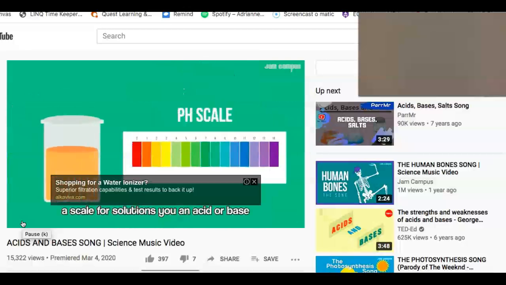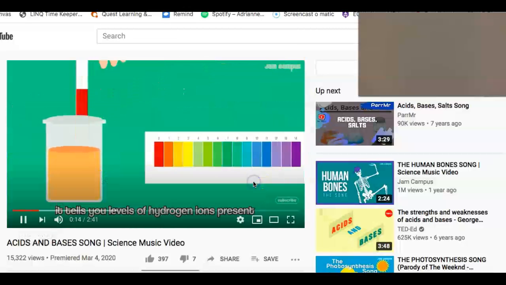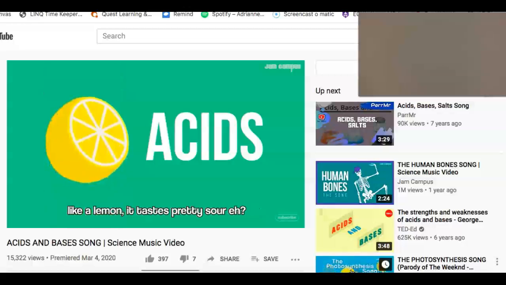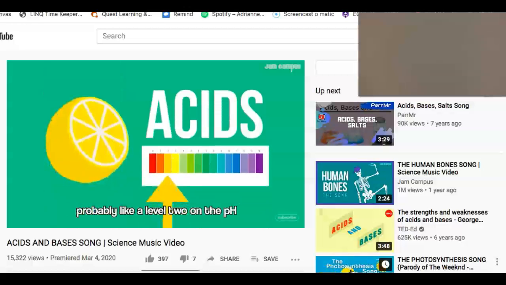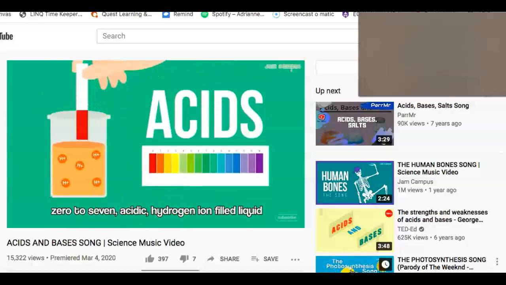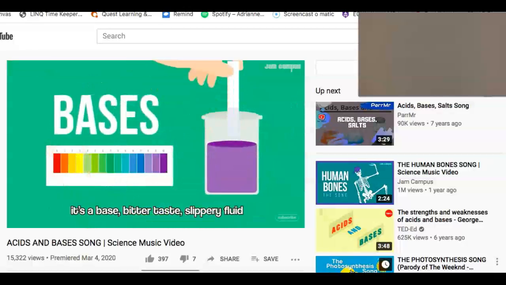It's a pH scale for solution using acid or base. Telling levels of hydrogen ions present. Acid thermal hydrogen ions H plus concentration like a lemon. It tastes pretty sour, probably like a level 2 on the pH. Give it a test, litmus red on the lip. 0 to 7 acidic. And moving over to the blue litmus. It's a base with a taste slippery fluid.